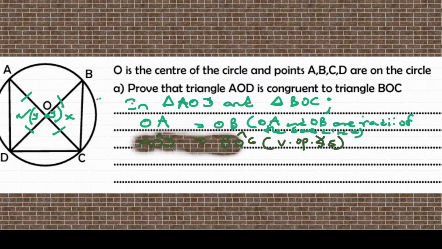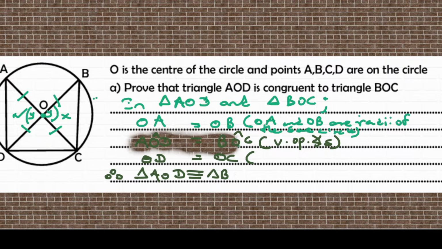What's the next thing? We need another pair of S. That is OD is equal to OC. What's the reason? OD and OC are radii of the same circle. So therefore, triangle AOD is congruent to triangle BOC. And what is the condition? SAS. All right, this is the part A of the question. Let's see what the part B is.